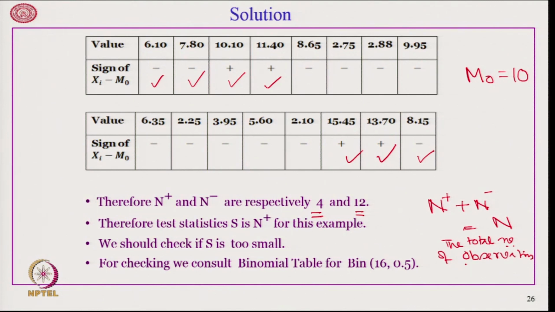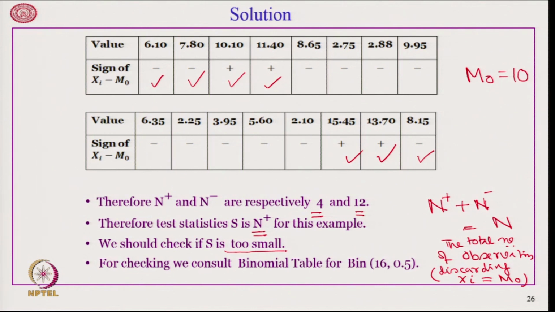Note that if some of the observations are the same as m naught, we have to discard them. So, I write discarding x i equal to m naught. All those observations which are equal to m naught, we have to discard. Therefore, the test statistic we can consider to be n plus. There is no hard and fast rule, but typically the smaller of these we try to use as our statistic, and we need to check if it is too small.